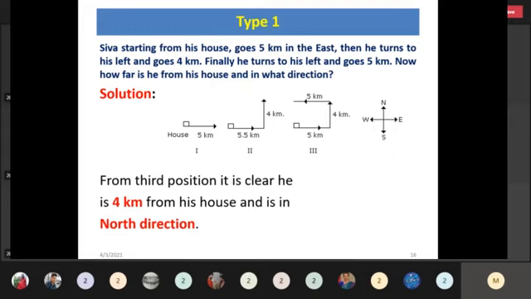As far as the solution is concerned, 5 kilometers he is going to the east. Then he turns to his left and goes 4 kilometers. Finally, he turns to his left and goes 5 kilometers. Now, how far is he from the house and in what direction? If you see the solution from the third position, it is clear he is 4 kilometers from his house in the north direction. This is a quite simple example so that you can very easily find the answer.